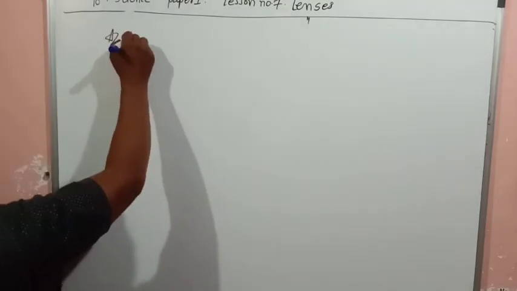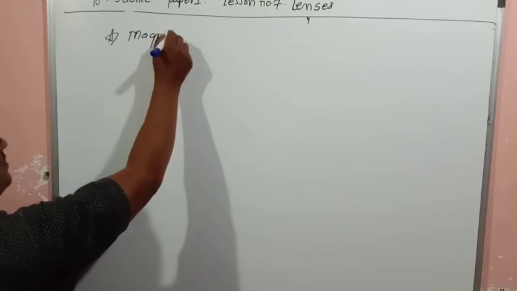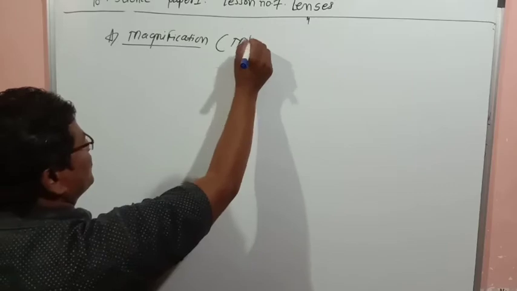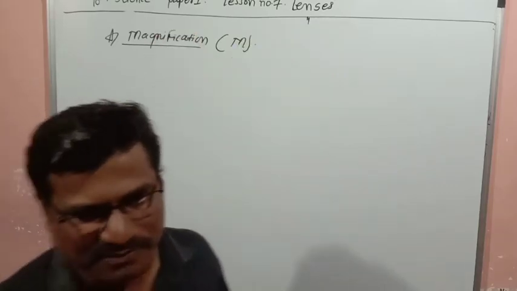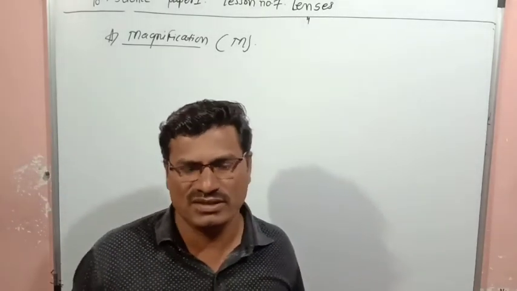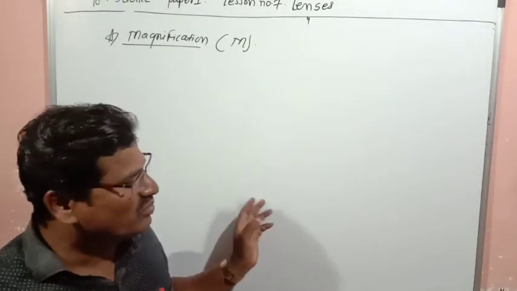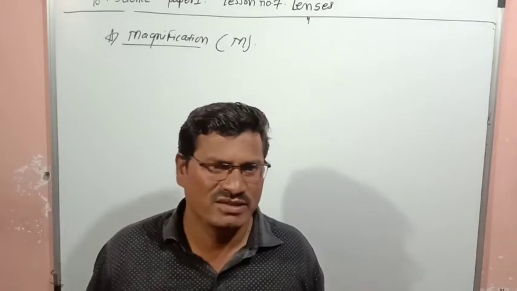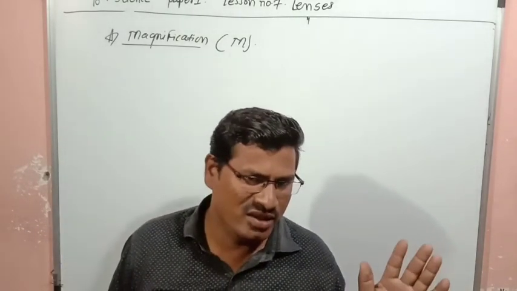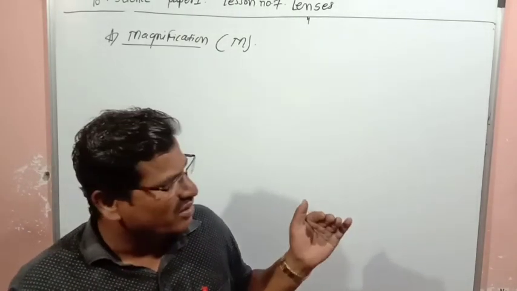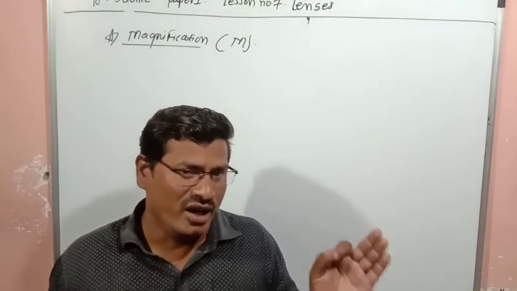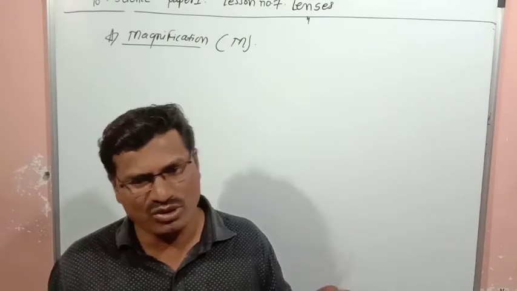So next point is the magnification, and it is denoted by capital letter M. So what I mean by magnification, that one will see. If you know the object height, suppose it is h1, and you know the image height, suppose it is h2, then the magnification of the lens is the ratio of the height of the image to the height of the object.